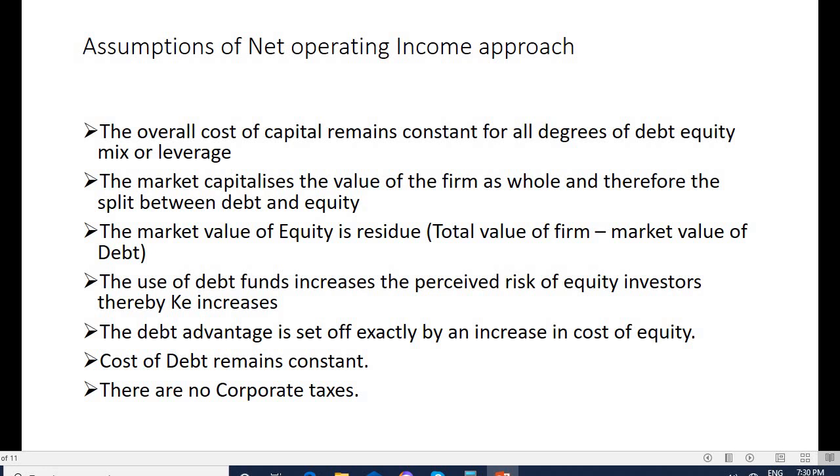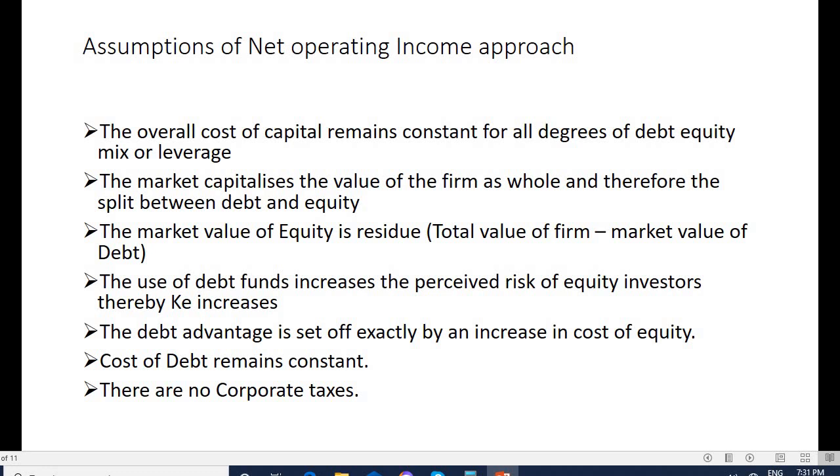Next assumption is that the market value of equity is a residual. We calculate the value of equity by deducting the value of debt from the value of the firm. That is, value of equity is equal to value of the firm minus value of debt. Next, the use of debt funds increases the perceived risk of equity investors, so Ke increases. When you increase the debt proportion from 25 to 50%, the equity investors demand more because they perceive it as risky to use debt in the capital structure.